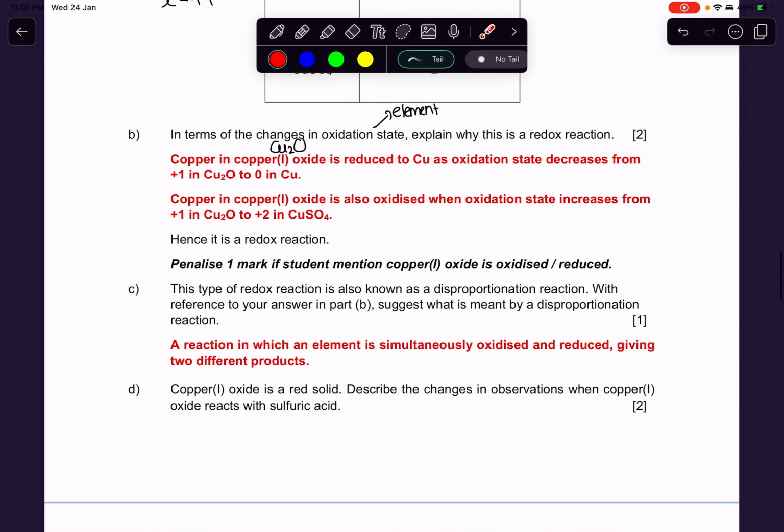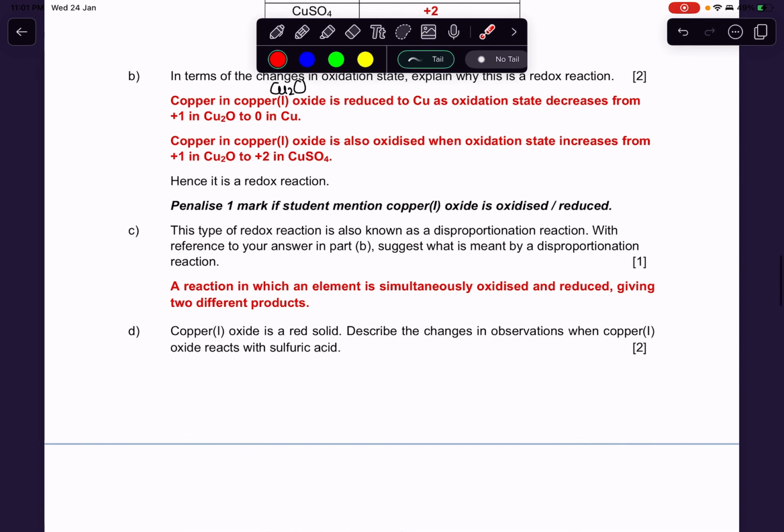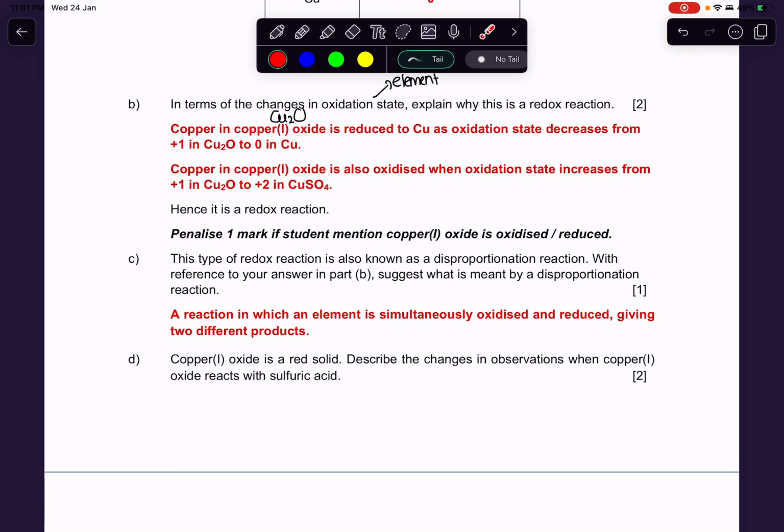Okay, so disproportionation, you just need to tell me a reaction in which an element is both oxidized and reduced at the same time, and giving two different products. Because it's not possible to have one product in which the same element is both oxidized and reduced to one product. You need two different products.